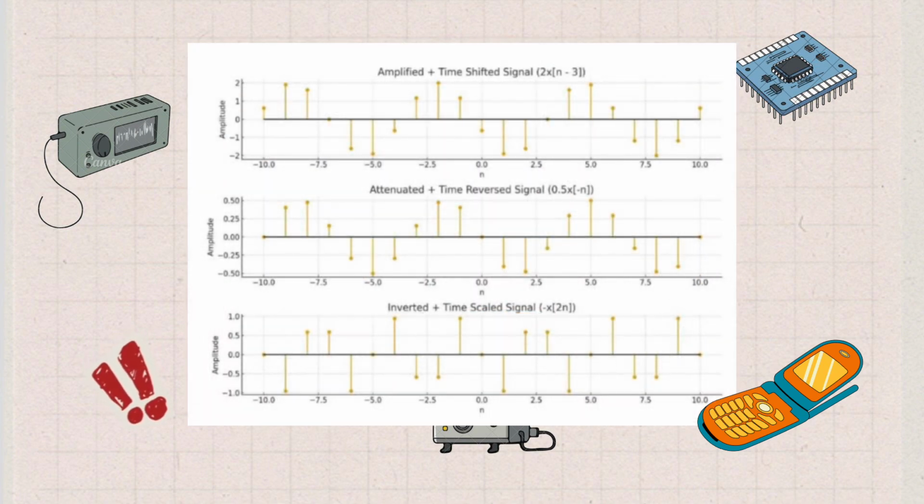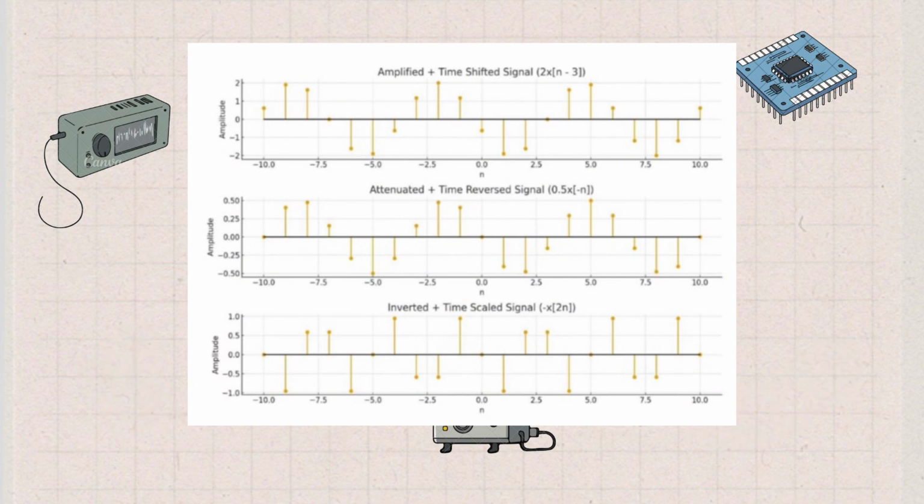After running the program, we observed the following outcomes. Amplified plus shifted signal: the sine wave appears taller and moved to the right. Attenuated plus reversed signal: the signal becomes smaller and flipped horizontally. Inverted plus scaled signal: the waveform is upside down and compressed in time. Together, these demonstrate how multiple transformations can affect a discrete time signal's shape, timing, and amplitude simultaneously.